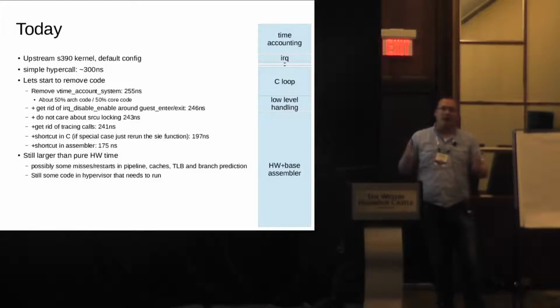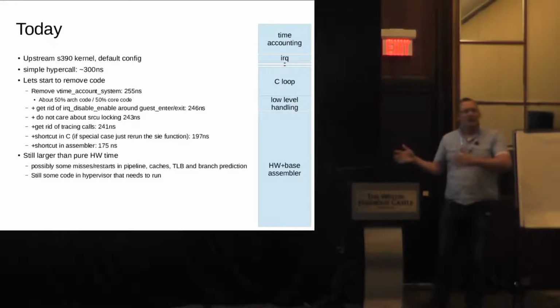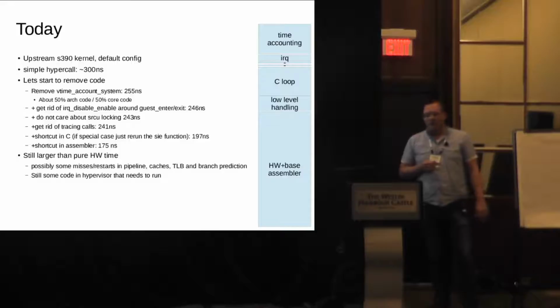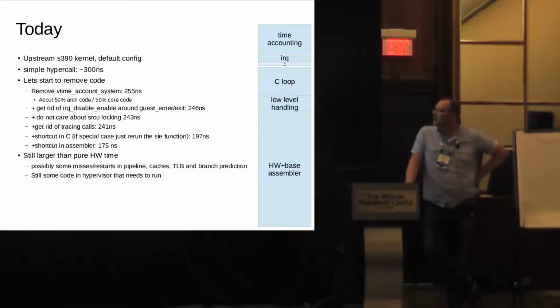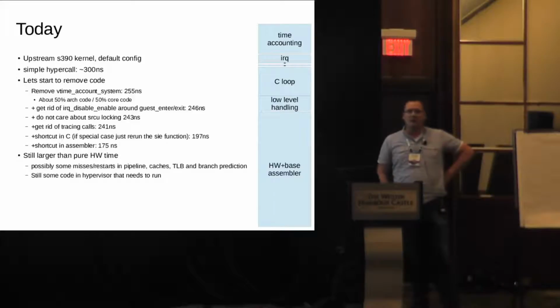You probably know that we have the guest time accounting, where we account if it's user time, system time, and guest time. The architecture code and the common code is actually doing a lot of calculations and magic shifting around, and this seems to be quite a big chunk of code. Then I removed the IRQ disable/enable around the guest enter/exit because I know the worst case that can happen is that the numbers are wrong. I was just interested in how much time we spend there, and it gave me another 10 nanoseconds.